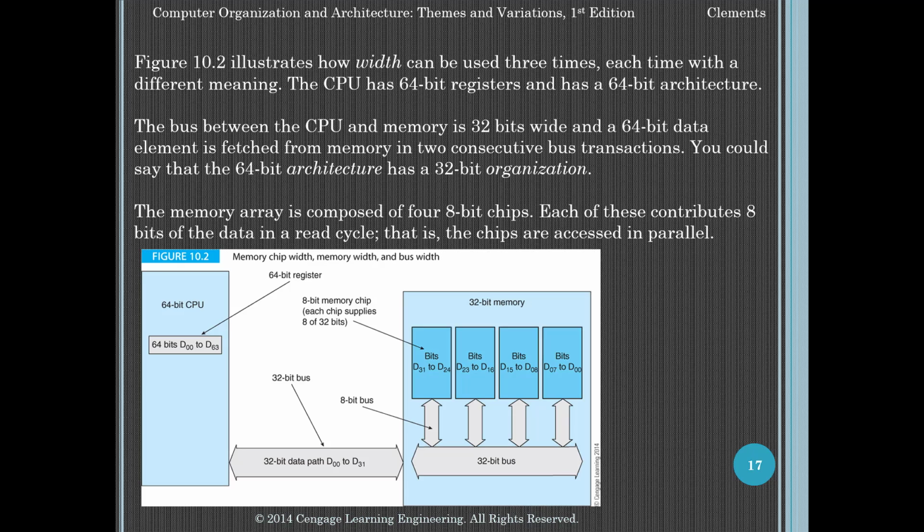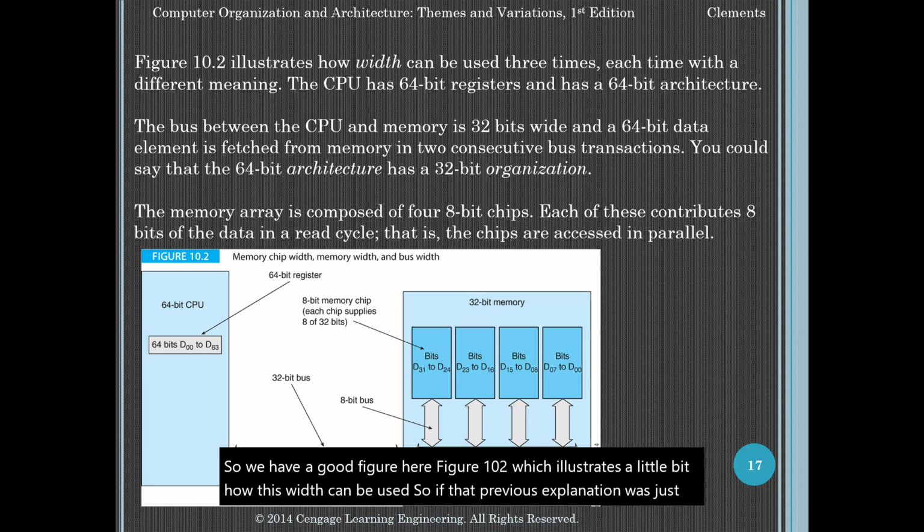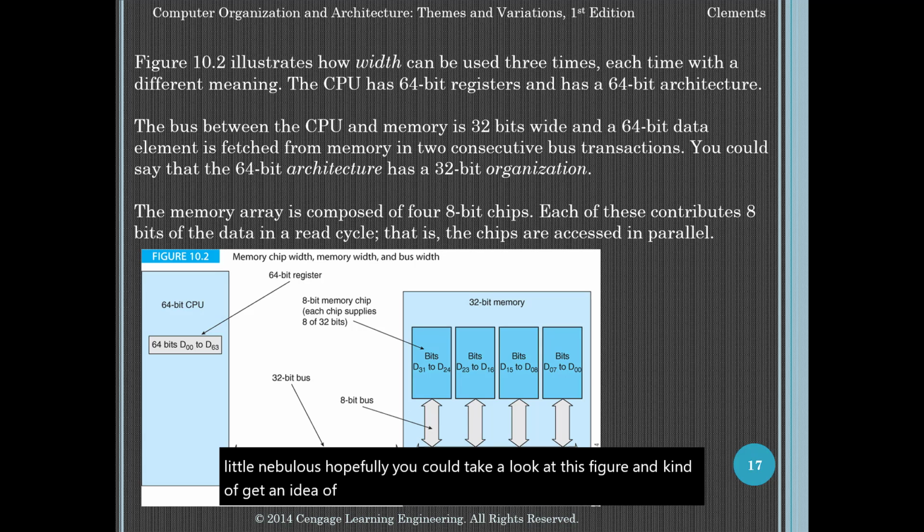We have a good figure here, figure 10.2, which illustrates a little bit how this width can be used. If that previous explanation was a little nebulous, hopefully you can take a look at this figure and get an idea of what we were talking about. Again, we're not going to get too deep in the weeds on how this stuff works. At this point, we're going to hop ahead into section 10.2.1 and talk a little bit more about static RAM.